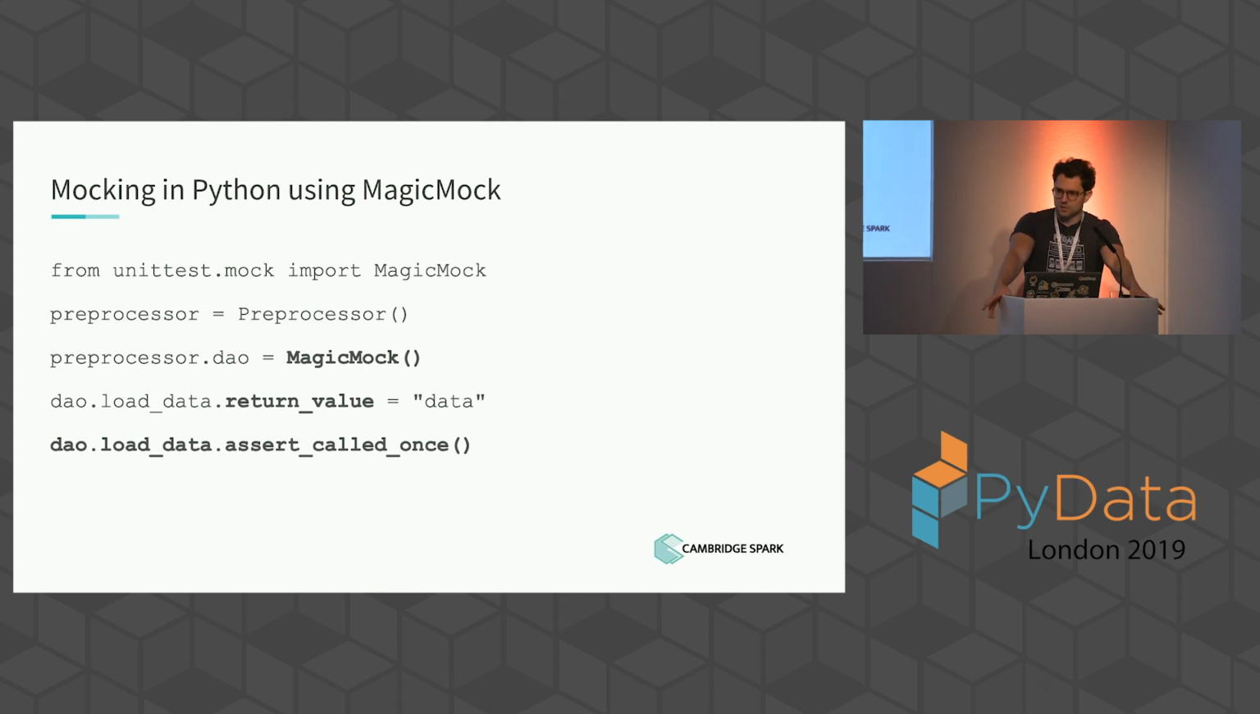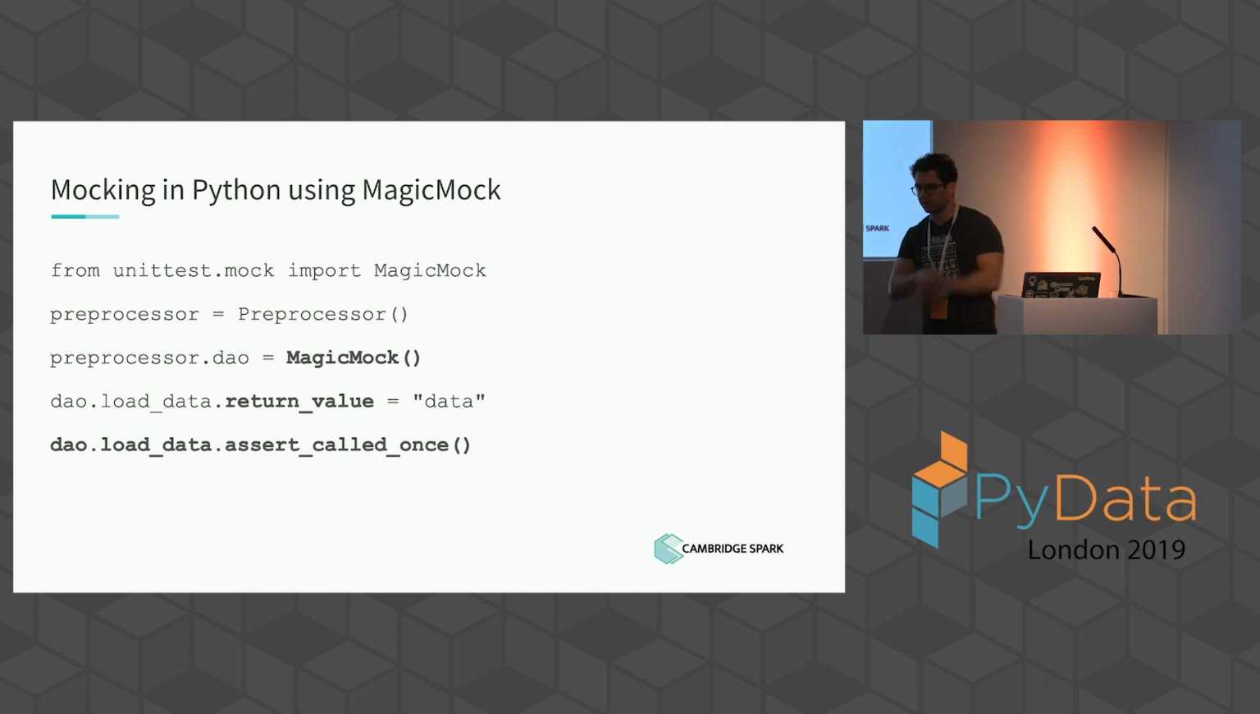So let's say I've got this preprocessor object. And this preprocessor has a dependency to a DAO, right? So a data access object, something that interfaces with a database. I don't know what this database is, but I've got an interface for it, right? So that's the benefit of the DAO. Now the problem is the DAO connects to a live system. So I want to kill the dependency and control it.